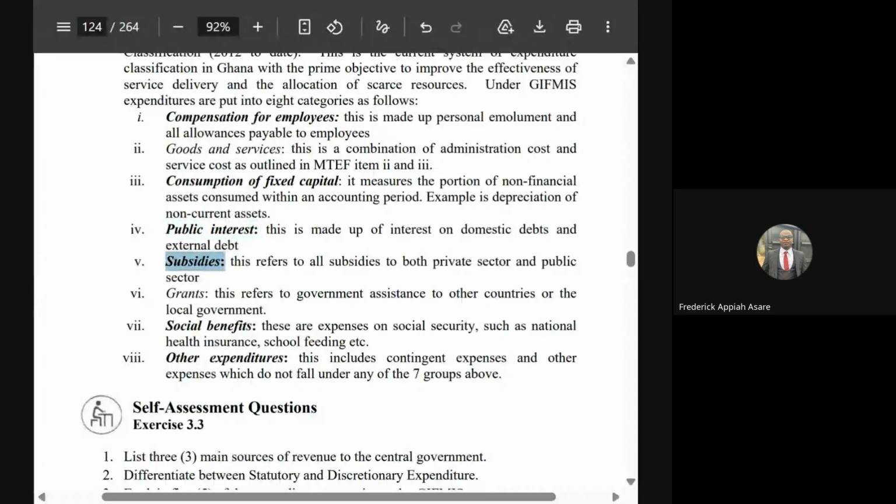We have subsidies. Sometimes they also receive subsidies, or they pay subsidies, from both private sector and public sector. So if the central government gives subsidies, then it has to be put under the subsidies. We have grants. This also refers to where the government gives assistance to other countries or local governments. Then we have social benefits. These are expenses on social security, such as national health insurance and school feeding. Then we have other expenditure. This includes contingent expenses and other expenses which do not fall under any of the 7 groups above.